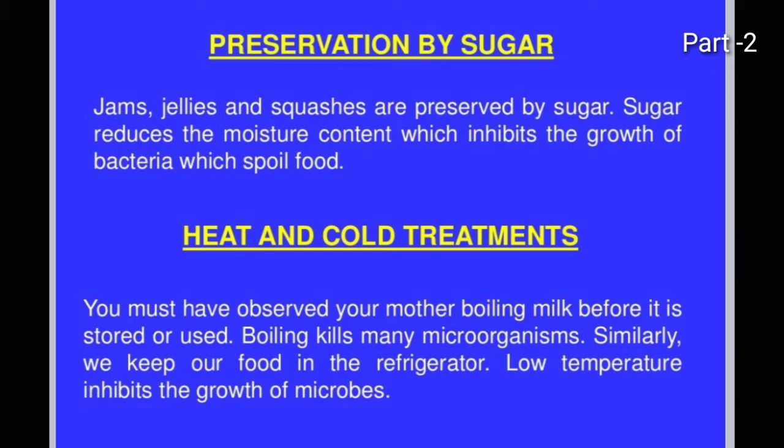Next are heat and cool treatments which can be given. You might have observed your mother boiling milk before it is stored or used. Boiling kills many microorganisms, you all know. Similarly, we keep our food in the refrigerator because it provides cold treatment, and the low temperature will inhibit the growth of disease causing microorganisms. In this way, by providing hot and cold treatments to our food items, we can prevent the growth of microorganisms.